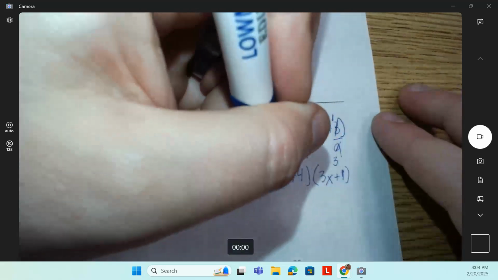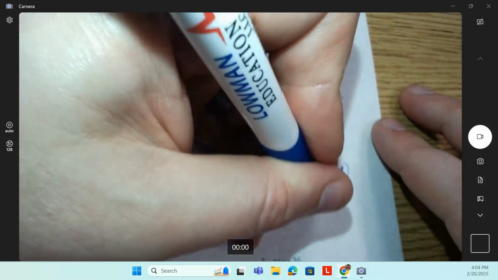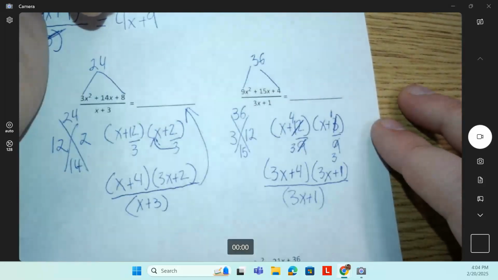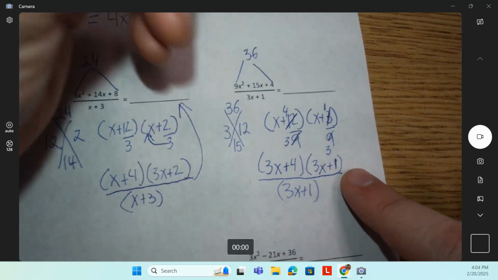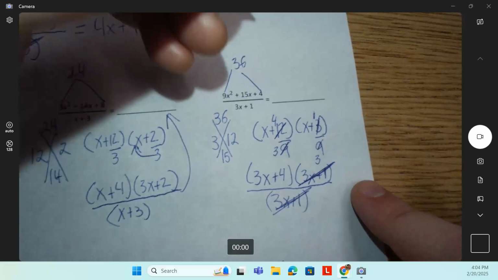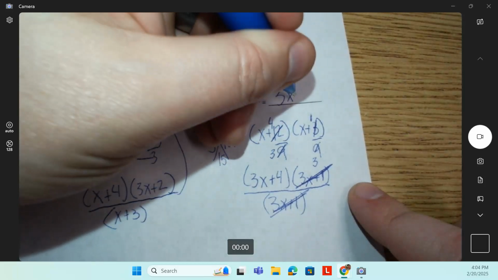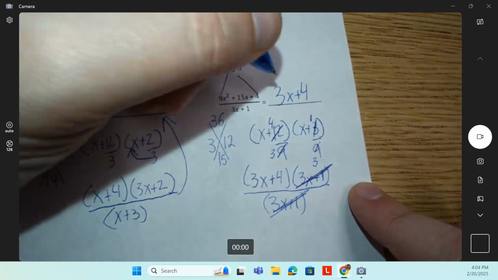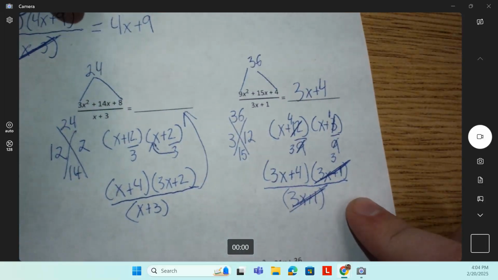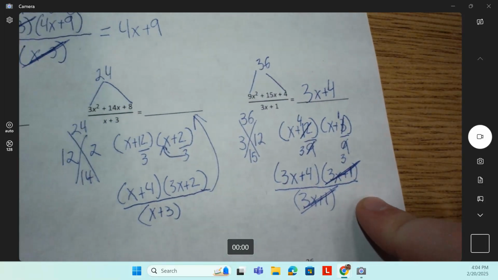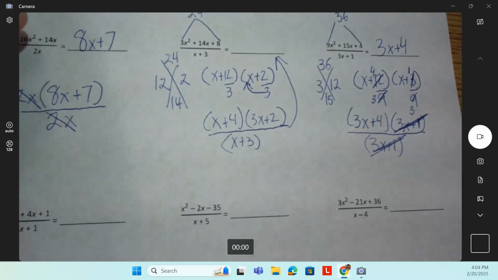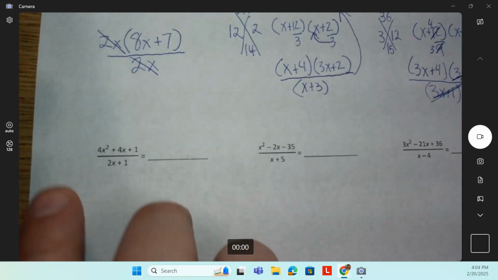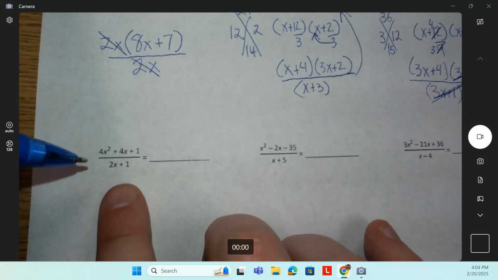Now we're in luck again, because when I divide, I have a 3x plus 1 on the bottom. So I've got some stuff that will cancel out. Those two cancel, and I end up with 3x plus 4 because everything else is canceled out and turned to 1. Okay, we'll look at one last one and leave you the two others to try on your own.